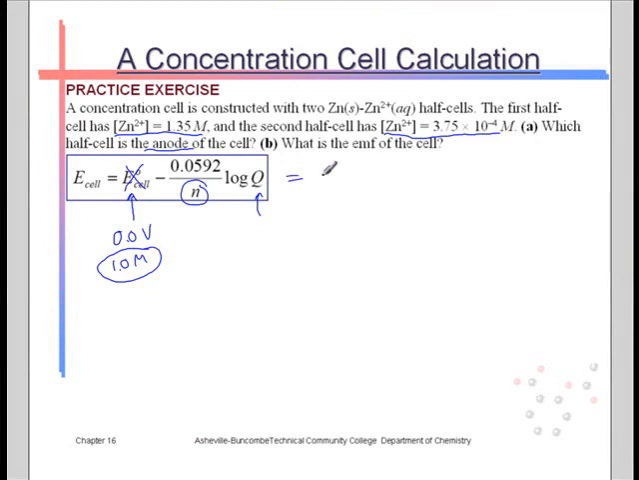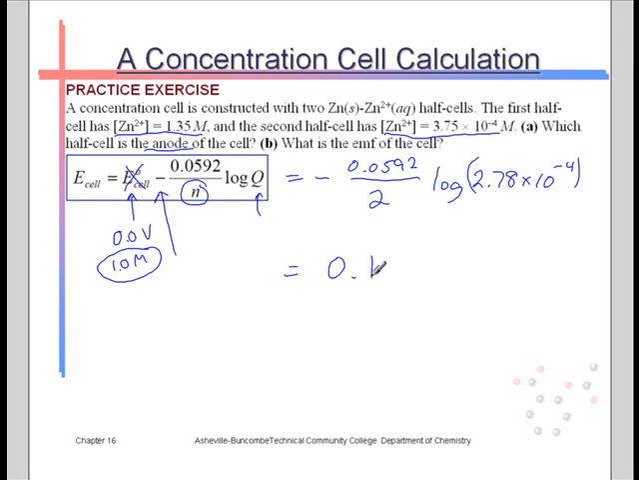Remember, the standard potential drops out at 0. We're still left with a negative sign. Please don't forget that. n is equal to 2, and then the log base 10 for the 2.78 times 10 to the minus 4. If I do this calculation, what I get is a spontaneous reaction, which of course it is.